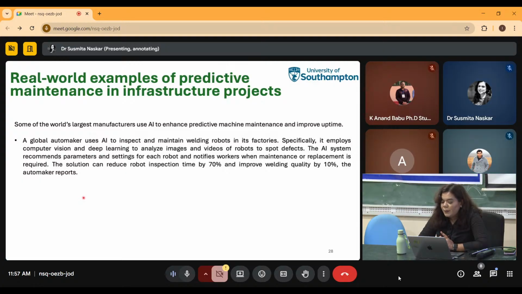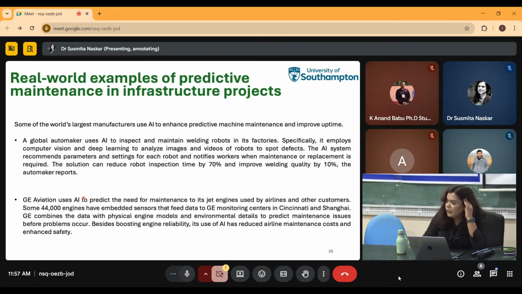The company reports the robot inspection time has been reduced by 70%, and that's a huge one, while welding quality has improved by 10%. So this not only boosts efficiency, but it also improves the product quality and worker safety of the company, right? And another very famous one is GE Aviation.